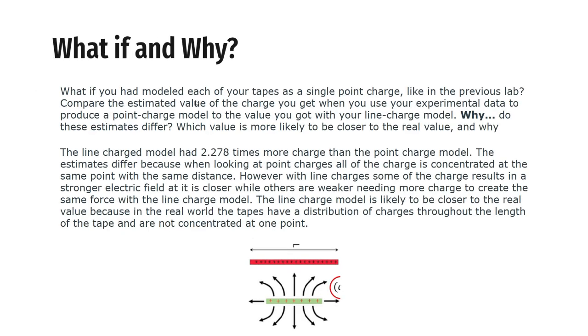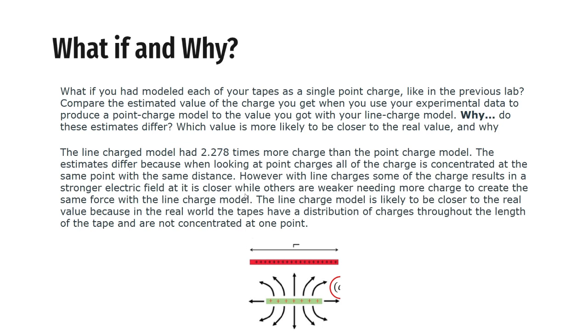And what if you had a model where each of your tapes has a single point charge like in the previous lab, and compare these estimated models? So basically the line charge model had 2.278 times more charge than the point charge model. And why do these estimates differ? Which value is more likely to be closer to the real value? Why?